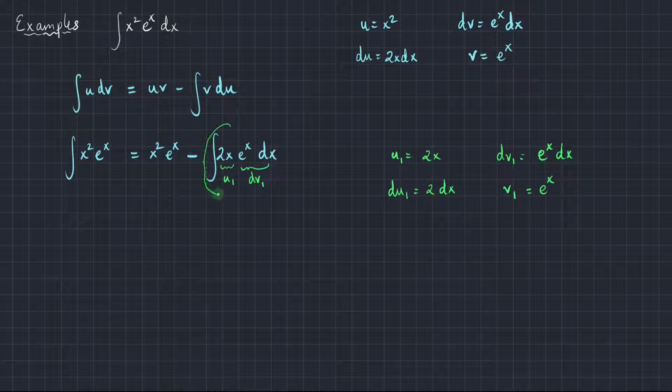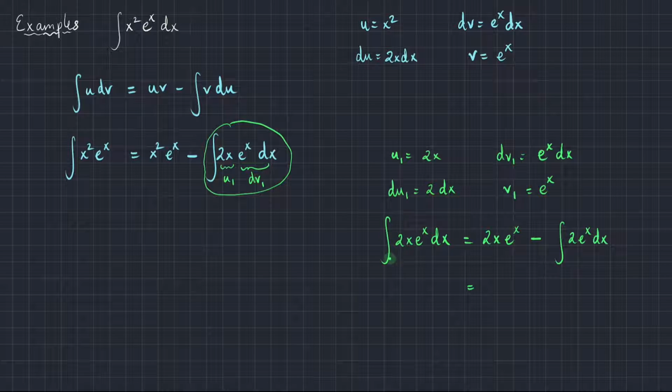Let me just take this entire integral and do it on the side here. The integral of 2x e to the x dx. Applying the formula for integration by parts, we have uv minus the integral of v times du. Now we can see that we have simplified this greatly. We get the integral of 2e to the x dx, which is a very simple integral.